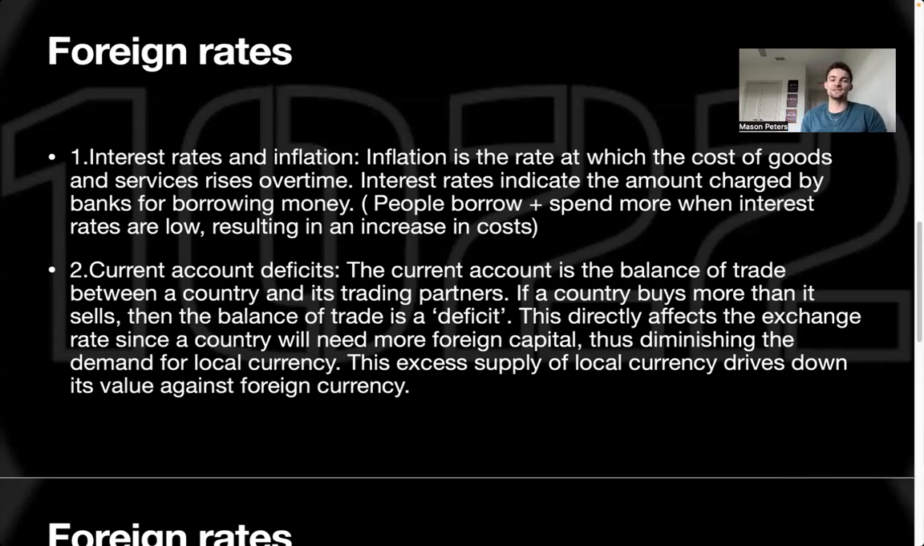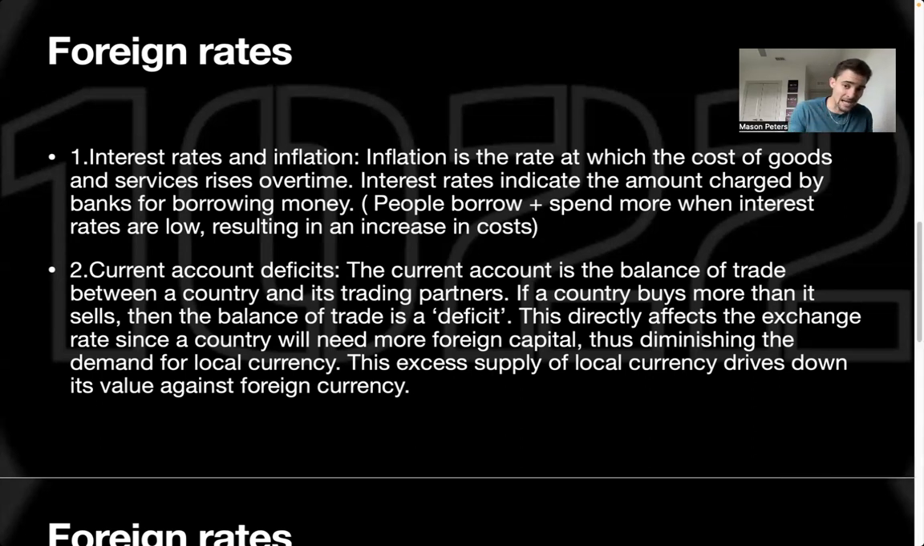Current account deficits. The government is in a deficit. All right. The current account is the balance of trade between a country and its trading partners. If a country buys more than it sells, then the balance of trade is a deficit. This is why the US is $30 trillion in debt, because we are spending more than we are receiving. We are in a trade deficit, okay?